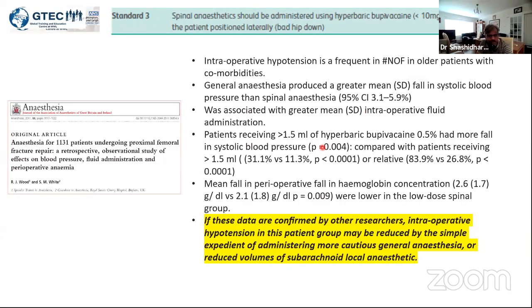Okay, let's go a little bit further. Of course, intraoperative hypotension is frequent. The general anesthesia produced a greater systolic blood pressure fall than 30, again in a single study. Patients receiving more than 1.5. We don't have a surgeon in the UK who could do a fractured neck of femur procedure with a spinal anesthetic dose of less than 2.2 mils. Difficult to achieve.